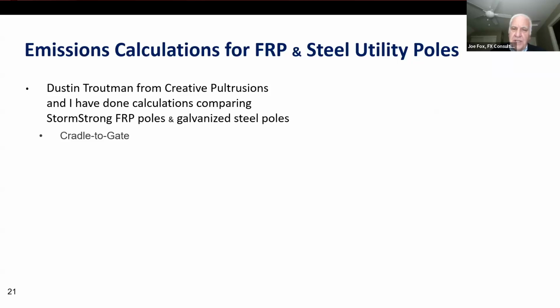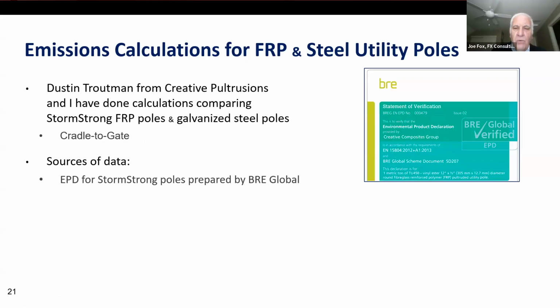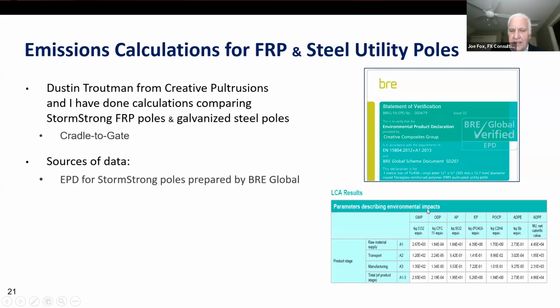So let's talk about emissions calculations for those poles. I've worked very closely with Dustin Troutman from Creative Pultrusions, comparing Storm Strong FRP poles and galvanized steel poles. And again, we're doing cradle to gate calculations here. What kind of data have we used? Well, Creative Pultrusions has actually created an EPD for their poles that has been prepared by BRE Global. And here is the data, the environmental impact data from that EPD. And here is the data for GWP and kilograms of CO2 equivalents that I have used in my calculations.